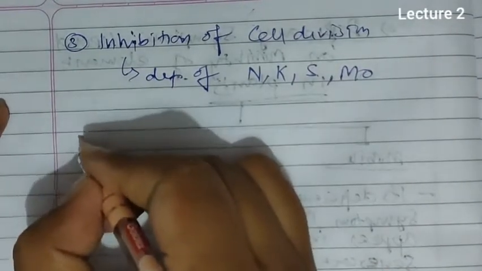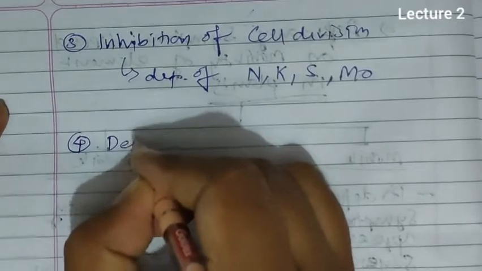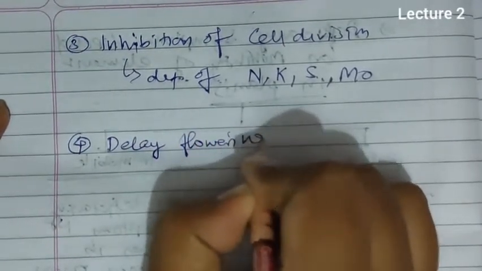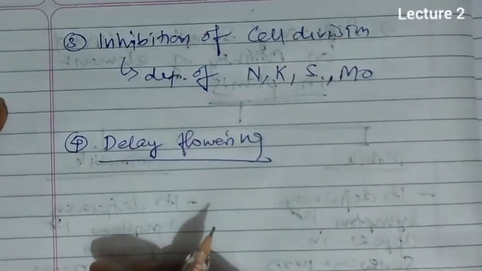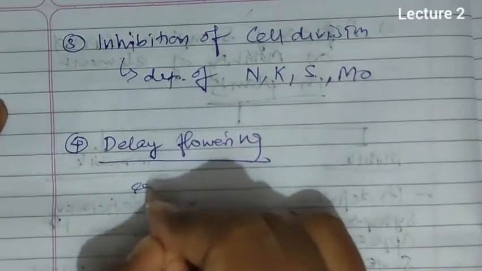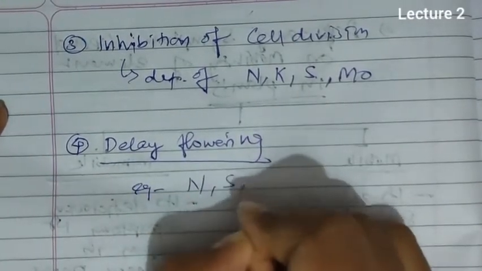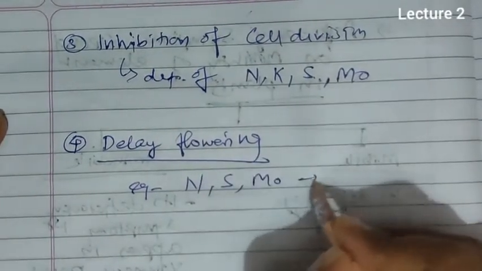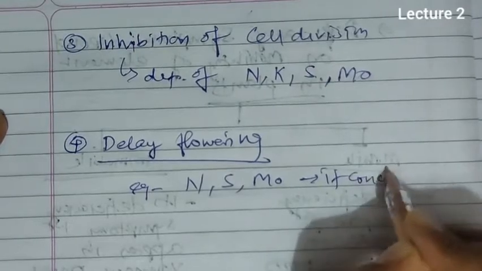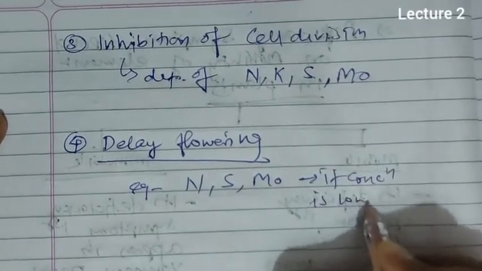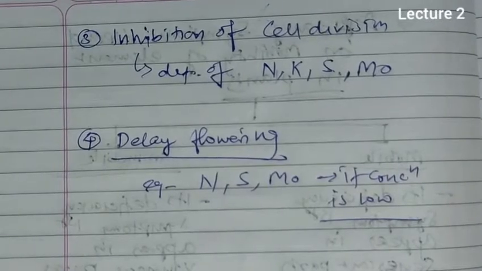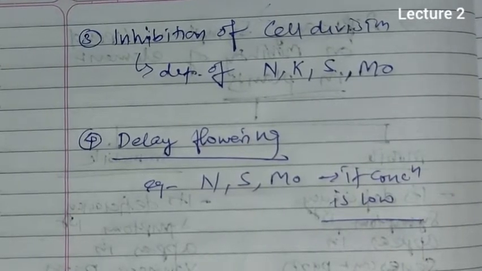And last, some element are there which delay flowering. So some element like nitrogen, sulfur and molybdenum delay flowering if concentration in plant is low. Deficiency of this cause a delay in flowering.